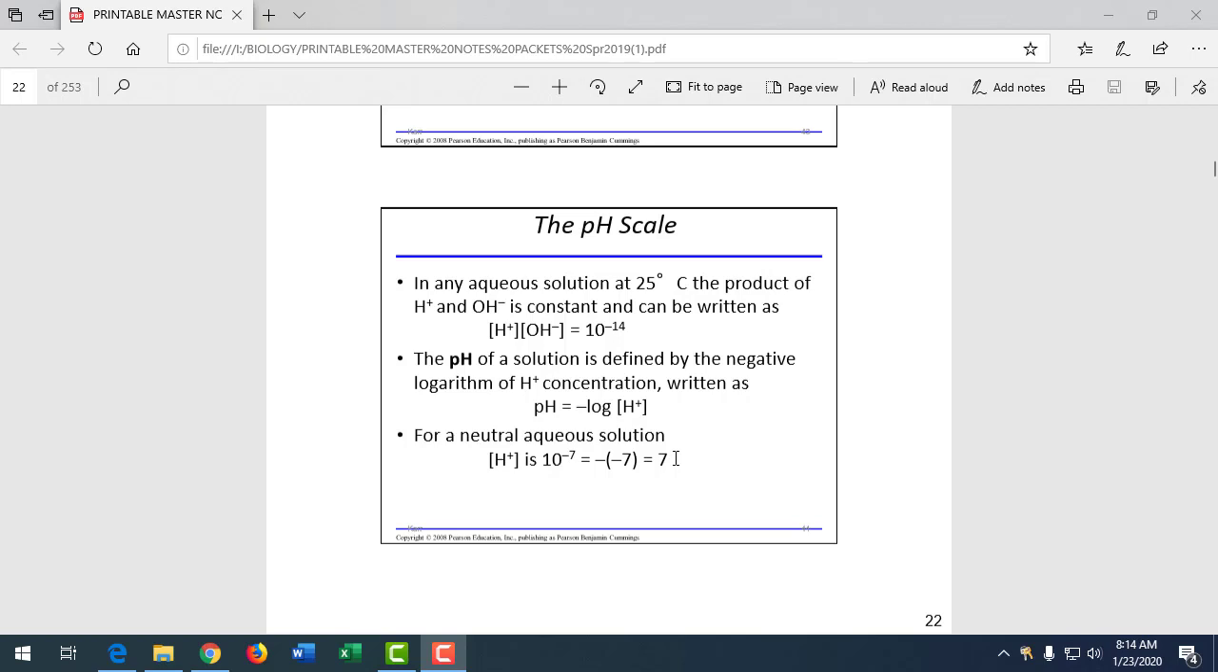Okay, so what would the pH be if I said the hydrogen ion concentration was 10 to the negative 4? What's the pH? 4. You just take the negative sign off, whatever that exponent is, that's the pH.